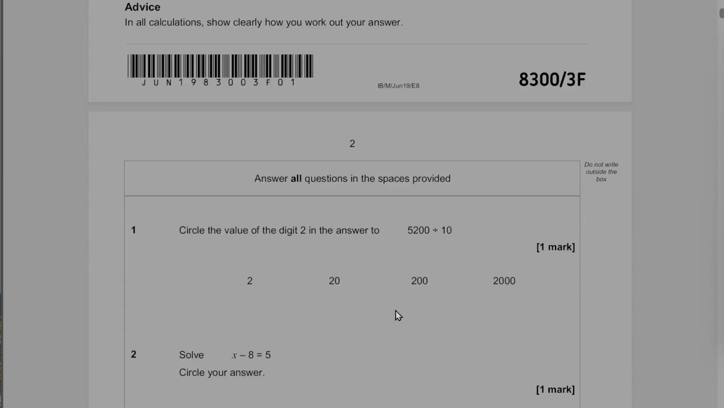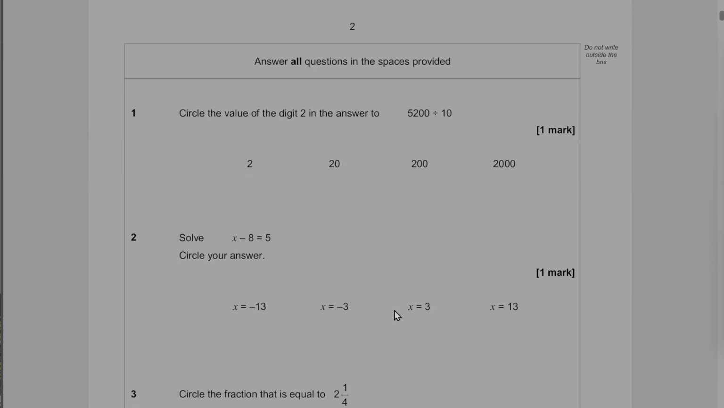Okay, question 1, circle the value of the digit 2 in the answer to. So this caused a few people trouble, rushing in. They just worked out the value of the 2 of the sum, not the sum. So the value of the sum would be, in effect, we knock a 0 off, so 520. So the 2 value would be 20.